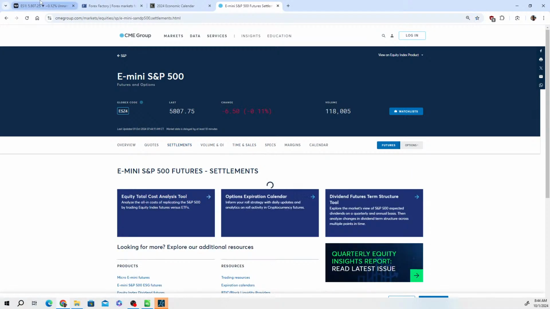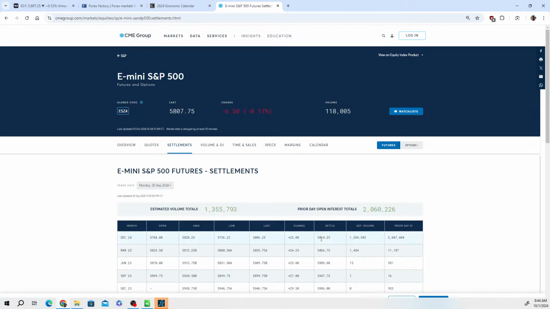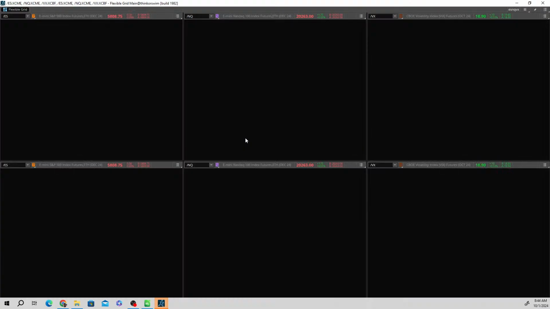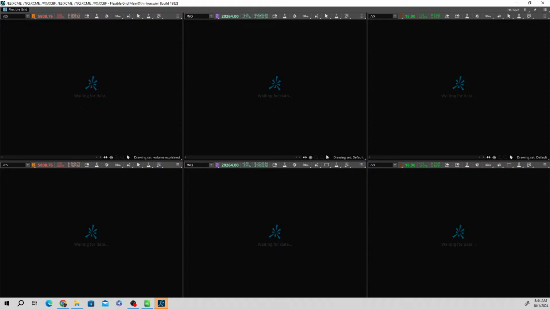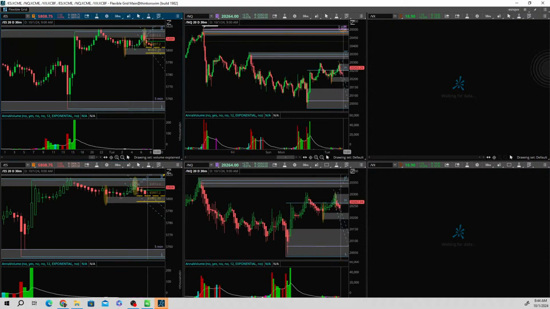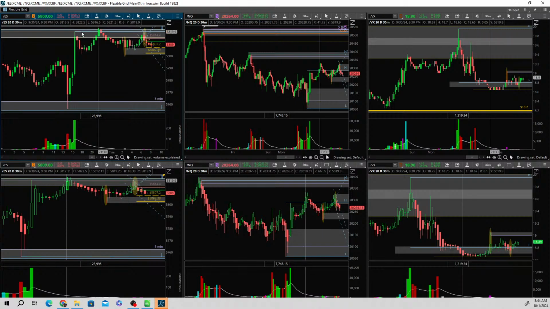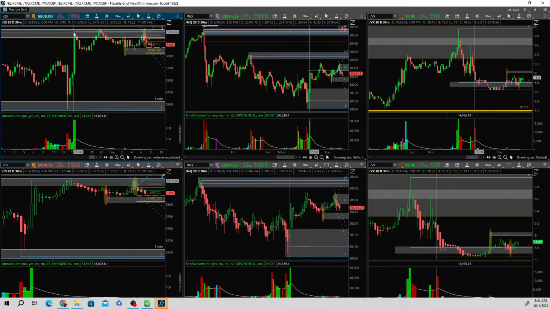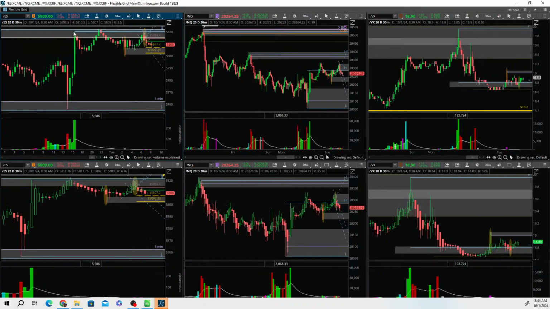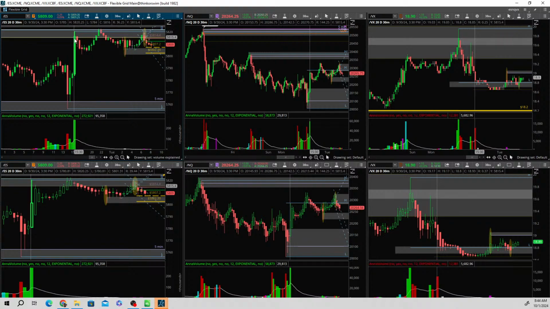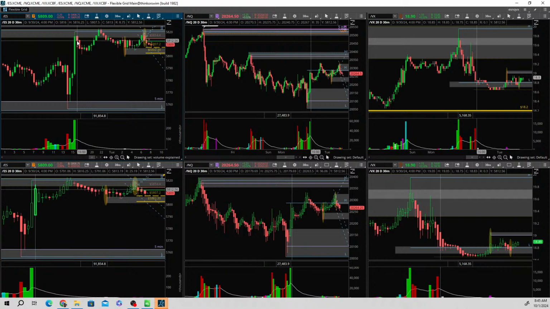Settlement price for ES was 5814.25. Just loading. 5814.25. So right there around the tops. Right around here somewhere. Settlement. Whoa, settlement is not even here. 5814.25. So about here. Probably more so when this candle closes. So I will close a little bit later.